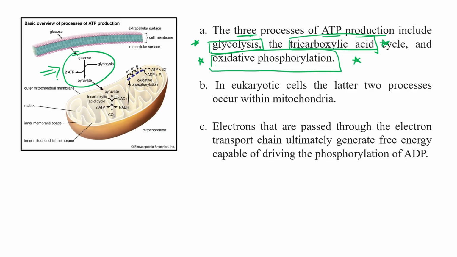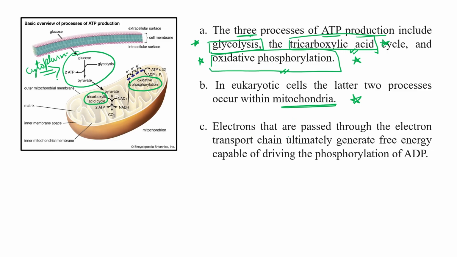So these three processes of ATP production are the main three processes: glycolysis, TCA cycle, and oxidative phosphorylation, in which the tricarboxylic acid cycle and oxidative phosphorylation occur within mitochondria. You can see over here, this is the cytoplasm. So glycolysis occurs in cytoplasm, while these two occur in mitochondria, right?